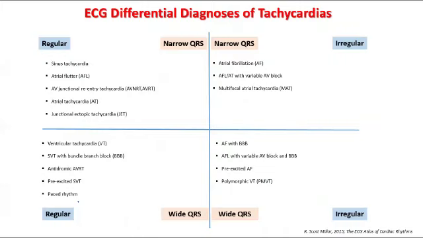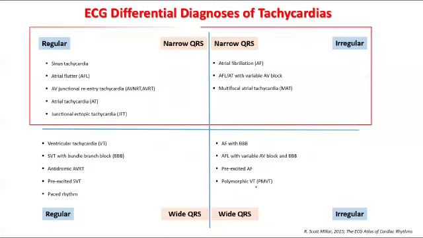And then the irregular wide complex tachycardias would include AF, which contributes to the irregularity, and then conducting with the bundle branch block, which contributes to the wideness of the tachycardia. Or you can have flutter with variable block, conducting with bundle branch block, or pre-excited AF, which is very dangerous, by the way, and polymorphic VT. So for the purpose of this talk, though, we're only going to focus on narrow complex tachycardias.